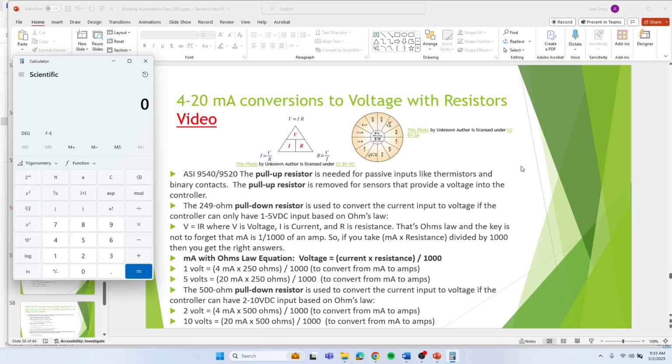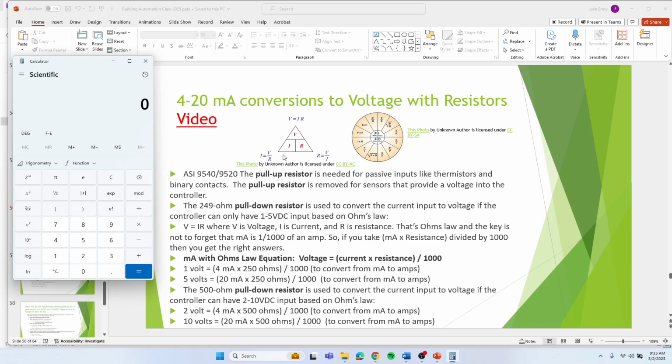How do you convert 4 to 20 milliamps to a 1 to 5 volt DC signal or a 2 to 10? All you have to do is do the math behind it. So Ohm's law would tell you that V equals I times R. And what that stands for is voltage equals current times resistance.